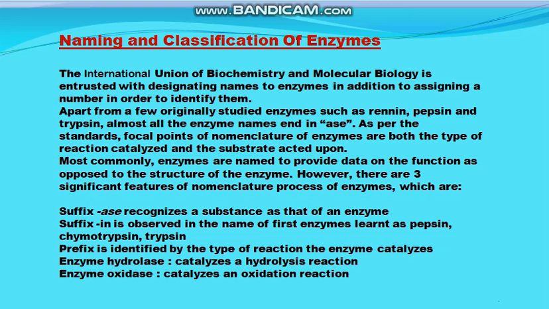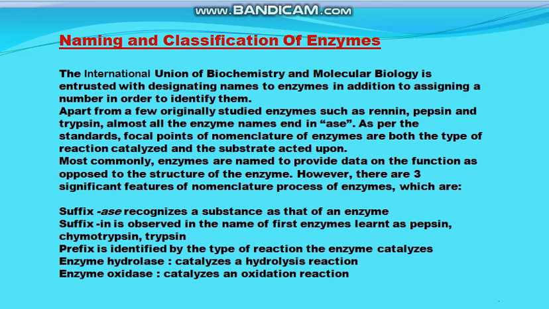Then next comes the naming and classification of enzymes. So the International Union of Biochemistry and Molecular Biology is entrusted with designating names to enzymes in addition to assigning a number in order to identify them. So the number of the enzyme is also given and a name is also provided to each enzyme, and this work is done by the International Union of Biochemistry and Molecular Biology.